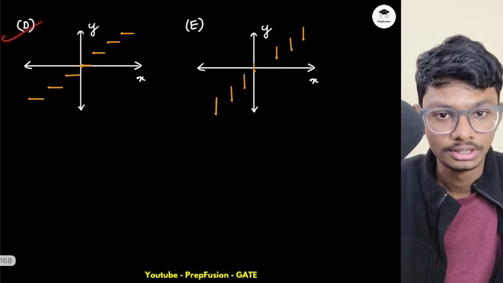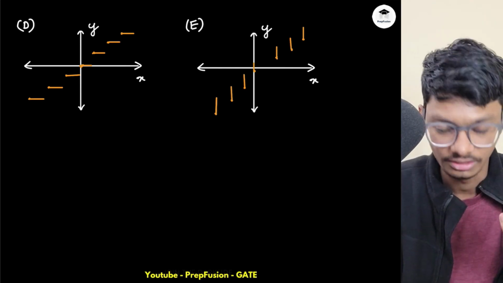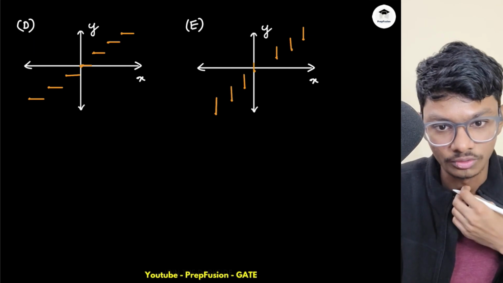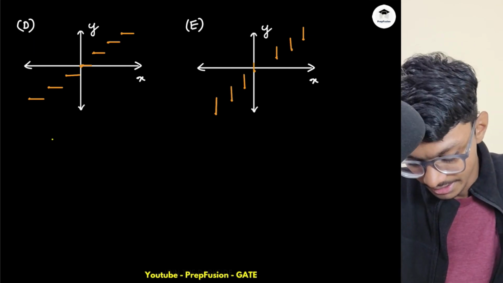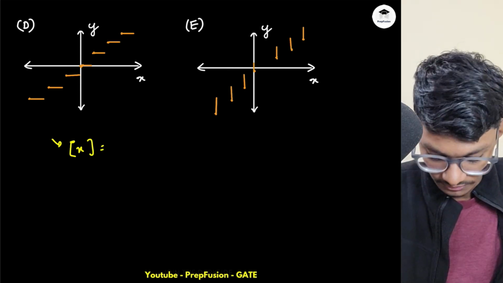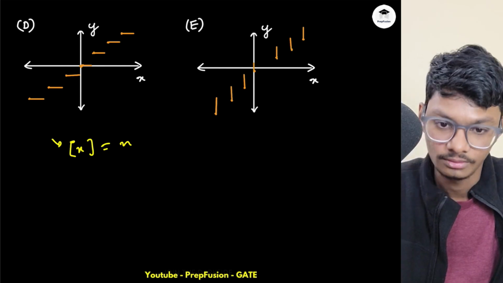Now let's go to the d. You may recall this function, a very famous function from your school days. This is the greatest integer function. We will define this later on: the greatest integer function is equal to n if x is an integer.